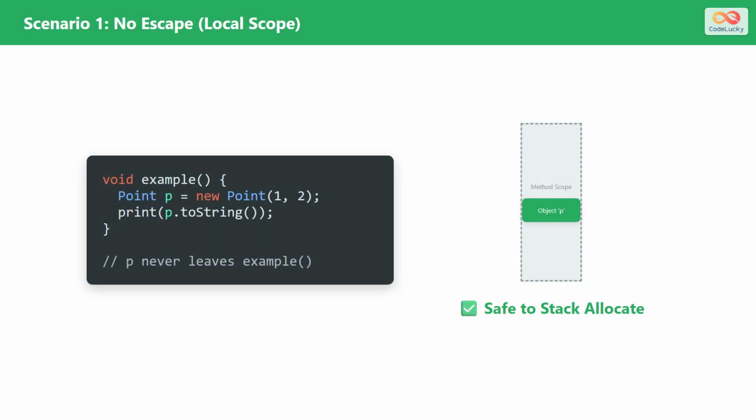Let us look at a scenario where an object does not escape. Here, we create a point object inside a method, use it to print a string, and then the method ends. The object P is never returned, nor is it assigned to a global variable. The compiler sees this and realizes it is safe to allocate this object directly on the stack.